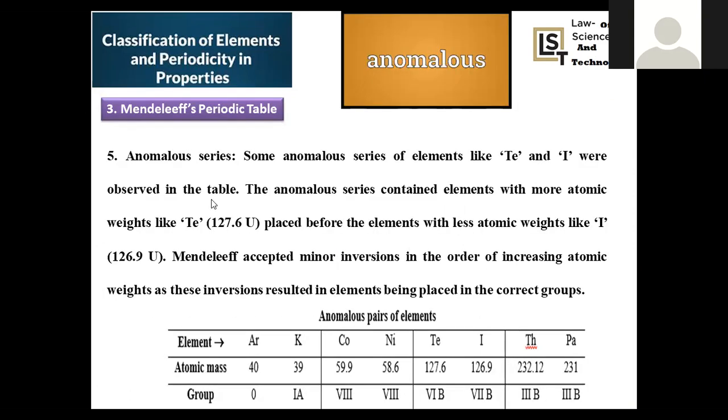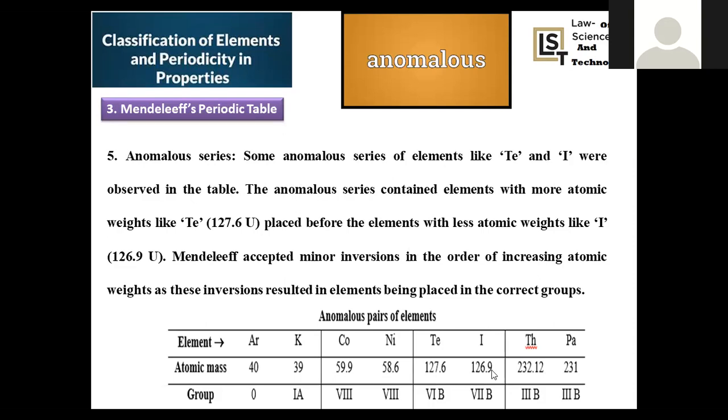And anomalous series. So one more ambiguity he observed. Some anomalous series of elements like tellurium and iodine were observed in the table. So we can say this is a kind of ambiguity or limitation, an obstacle. So how is it? Actually, what he said is that all the elements are arranged in the periodic table in ascending order of atomic masses, so an increasing level of atomic masses will be observed. But when you observe tellurium and iodine, tellurium atomic mass will be 127, iodine will be 126.